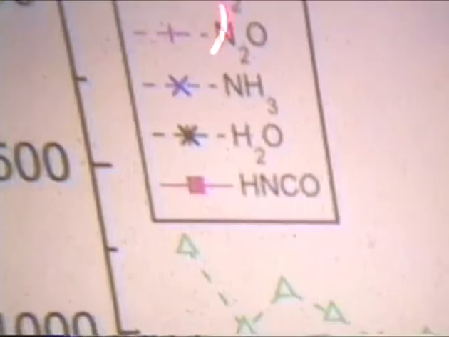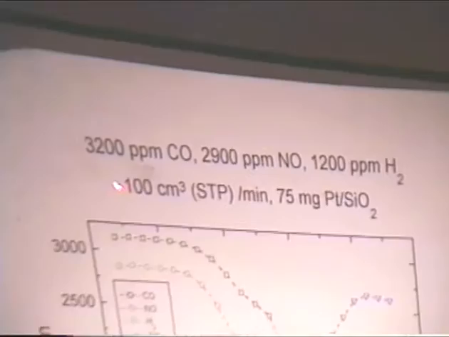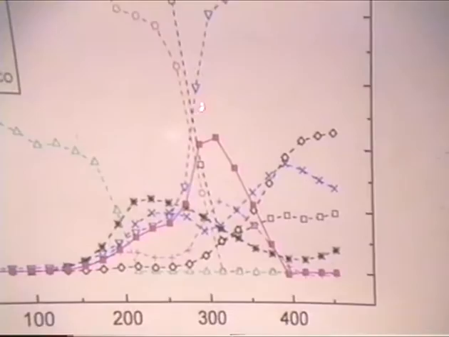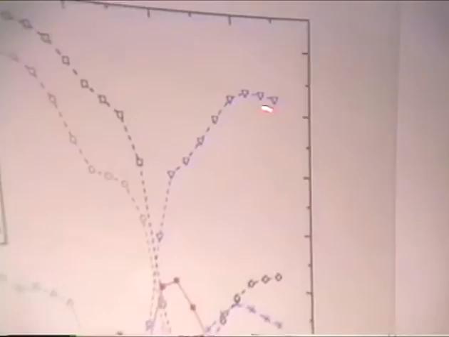Now, as you can see, there's a lot of things to analyze for when you're reacting CO, NO, and hydrogen. We're using here roughly 3,000, 3,000, 1,200, with 75 milligrams of 1.18% platinum on silica. The thing to focus on is these red solid points and the solid line which joins them. That represents the production of isocyanic acid. It starts at a temperature a bit below 200 degrees, and it increases with temperature up to a bit over 300. The amount being made is not a lot less than that of CO2 up until this point here. At a higher temperature, the CO2 takes off and isocyanic acid falls down.